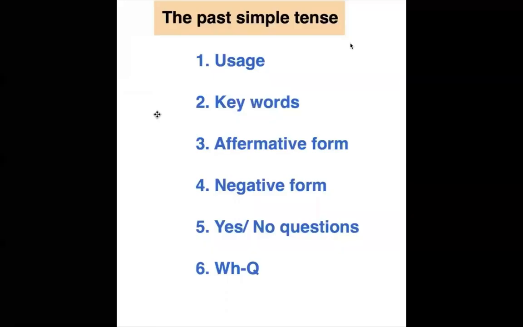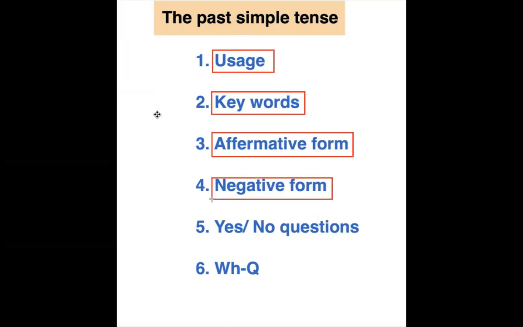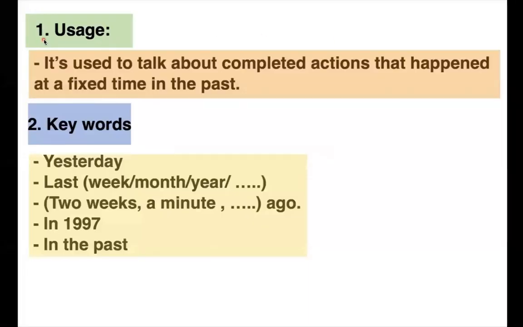To talk about the past simple tense, we need to know its usage, keywords, affirmative form, negative form, yes or no questions, and the WH questions. Now let's start with number 1, the usage. It's used to talk about completed actions that happened at a fixed time in the past.